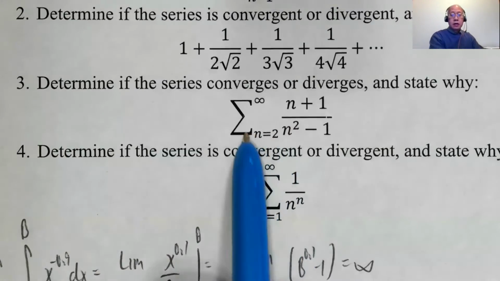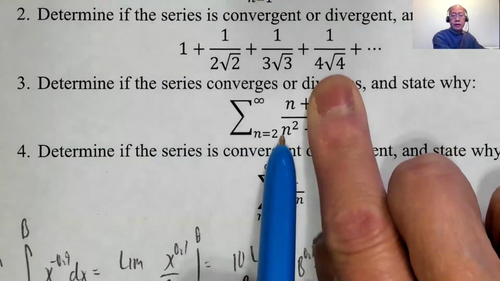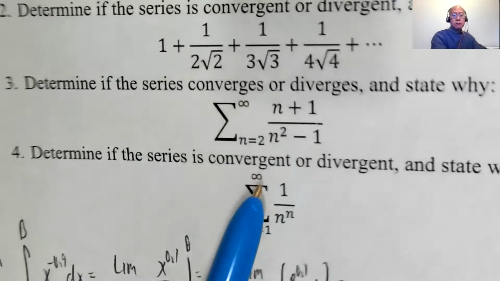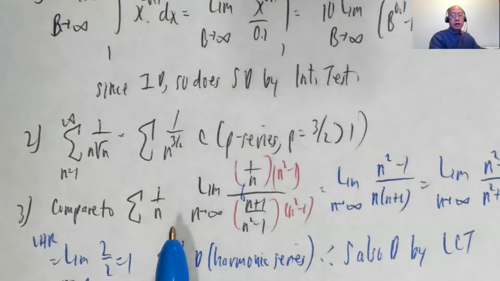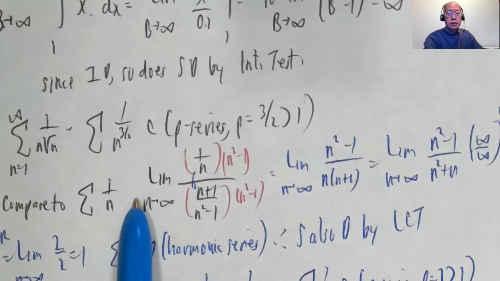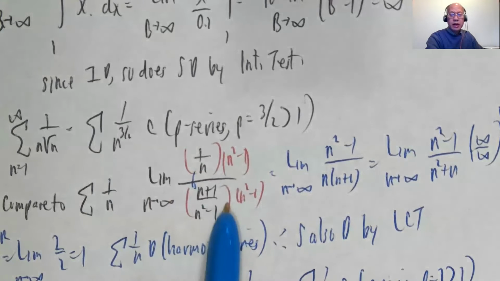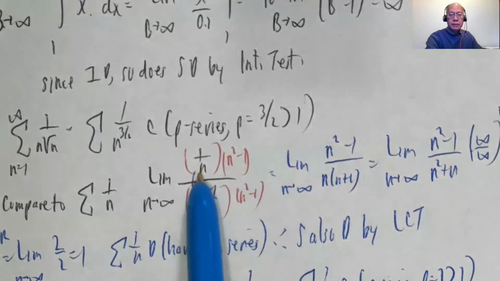Number 3, a good comparison series is 1 over n. Ignore the ones there. So compare it to the summation of 1 over n. Limit as n approaches infinity of 1 over n plus 1 over n squared minus 1. Multiply top and bottom by n squared minus 1. Drop this n down.